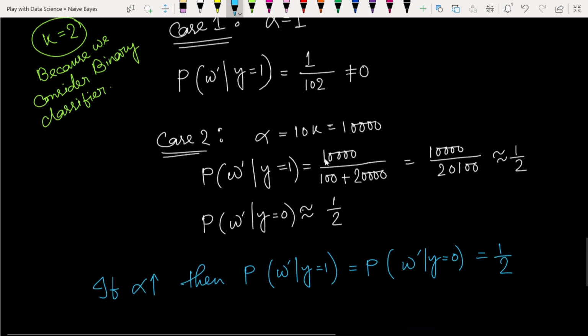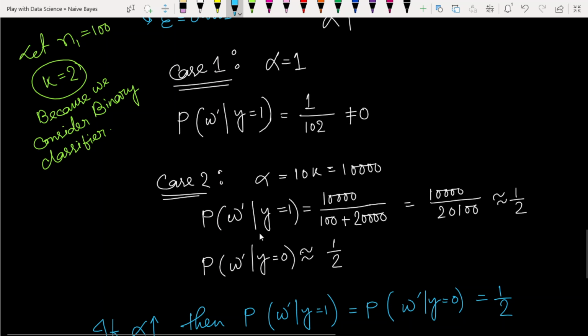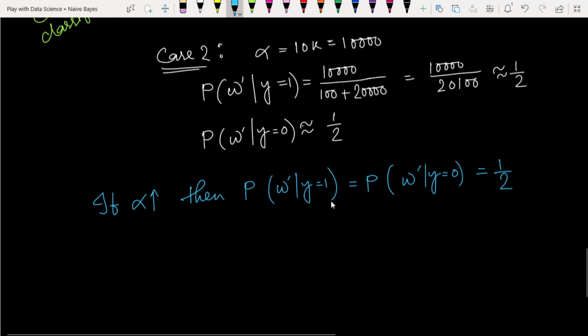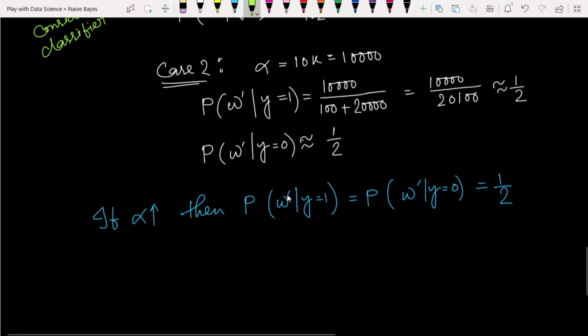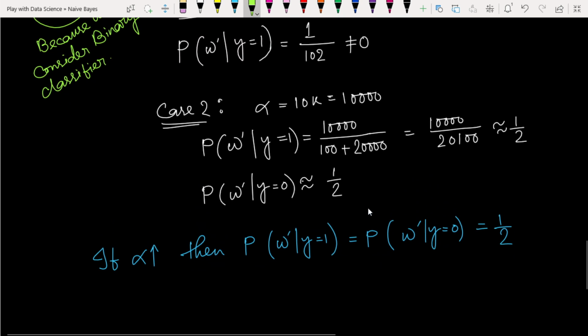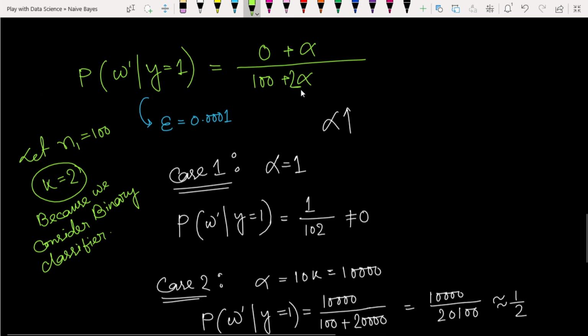So this means, if we simply change the value, what are the actual interpretations of this? This means we have interpreted that for our unknown word w dash, the probability of its occurring in class 1 and its occurring in class 0 is the same probability, that is half. By simply increasing the value, we have approximated this probability for both classes as the same. This is the main simple intuition of Laplace smoothing.